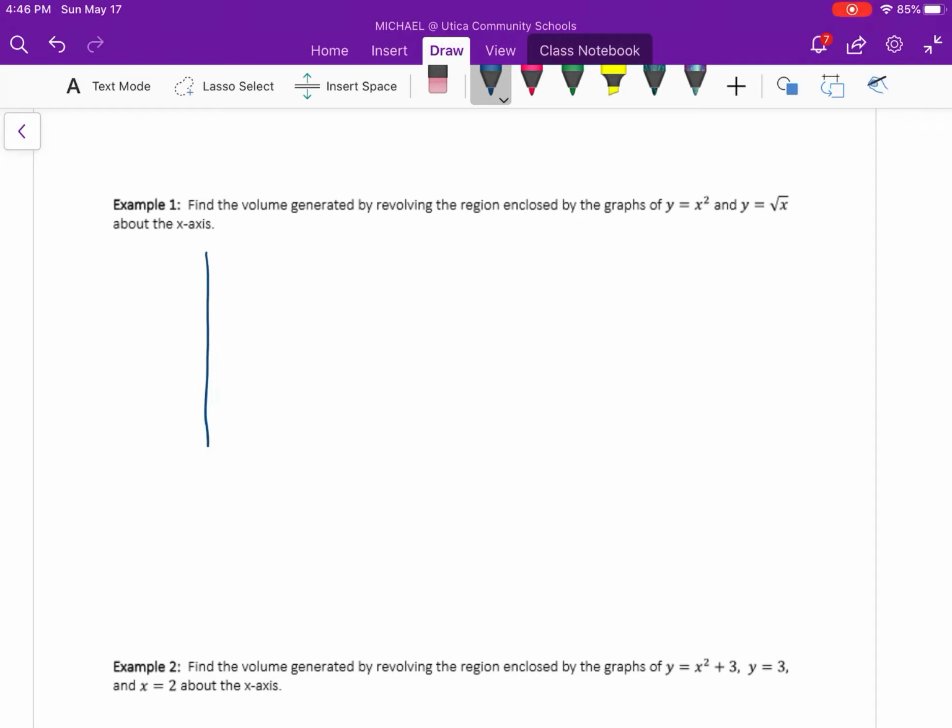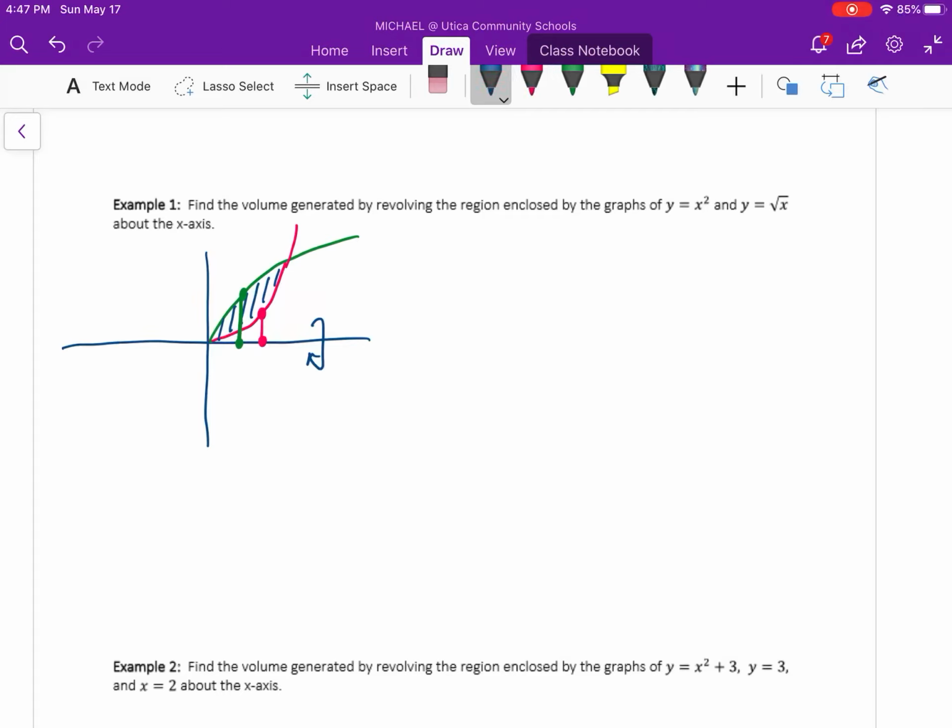So let's take a quick look at example 1. Again, drawing a picture is always the best idea. Let's see, we've got x squared and the square root of x. So that's what these look like. So we're looking at this, and we're rotating it around the x-axis. So if you can visualize that, it's going to be kind of bowl-shaped. So what we're looking at here is the radius of the outside function and the radius of the inside function.